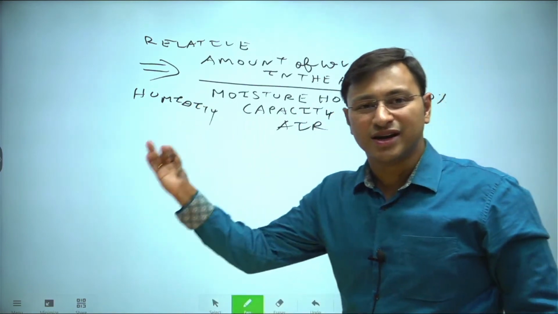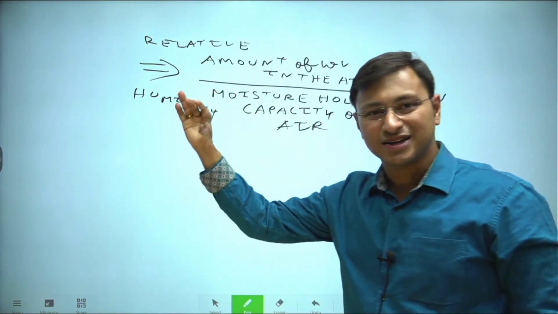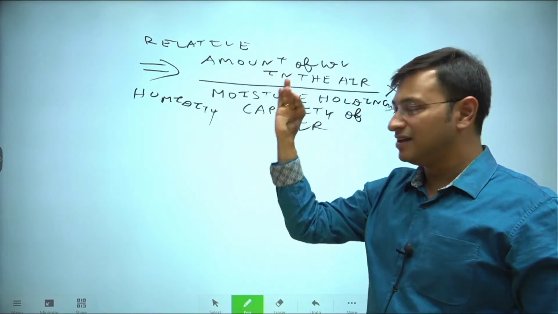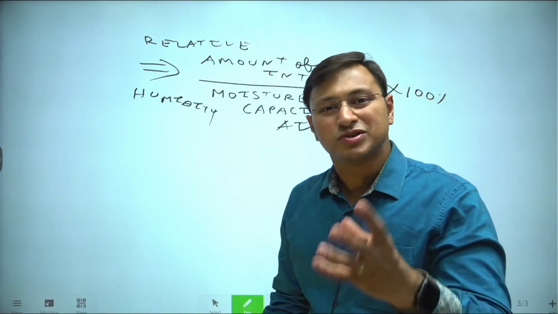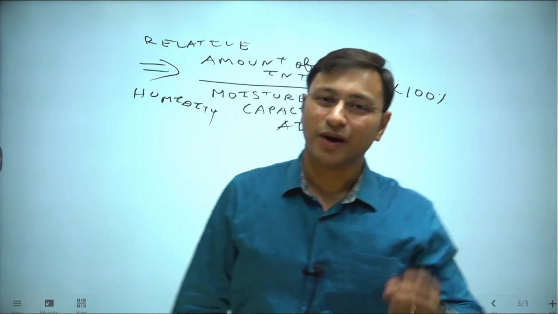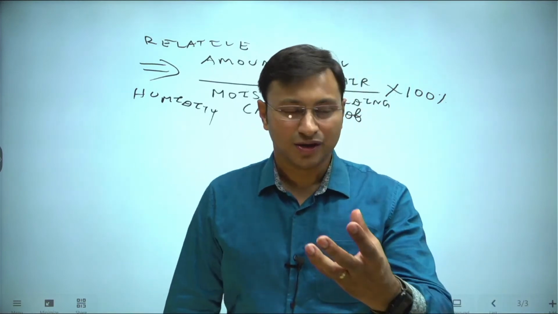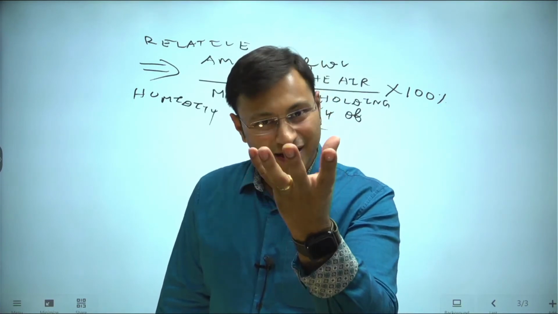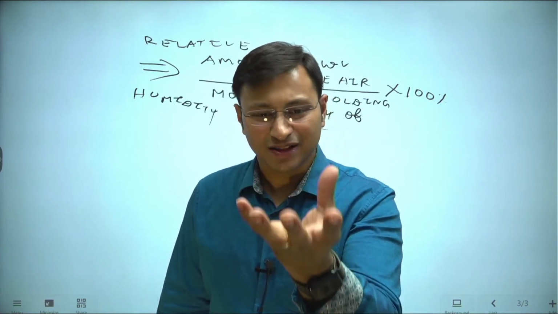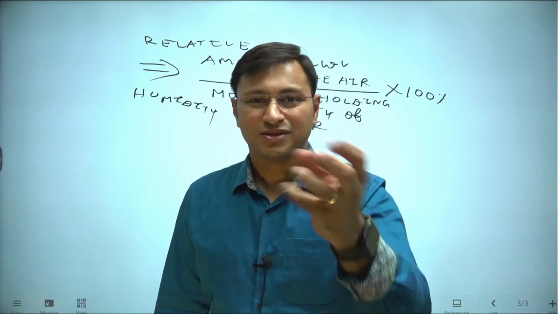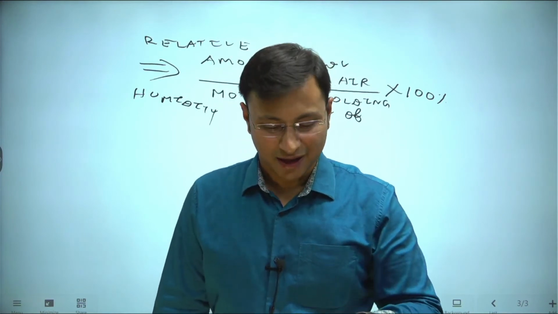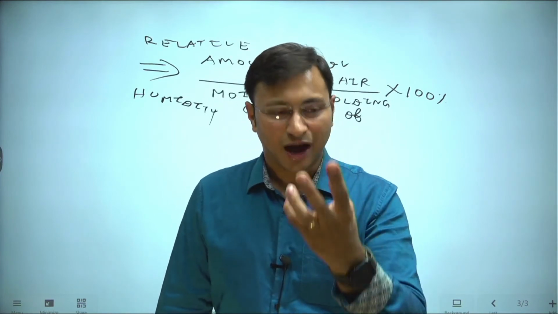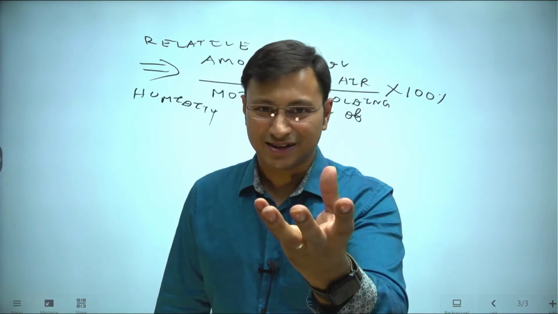What do you mean by relative humidity? Relative humidity is expressed as the amount of water vapor in the air upon the moisture holding capacity of air into 100%. Okay, so if I'm asking you that this is an air pocket, and whether you will have rainfall from this air pocket or not, you will first ask me, sir, how much is the water vapor content in this?